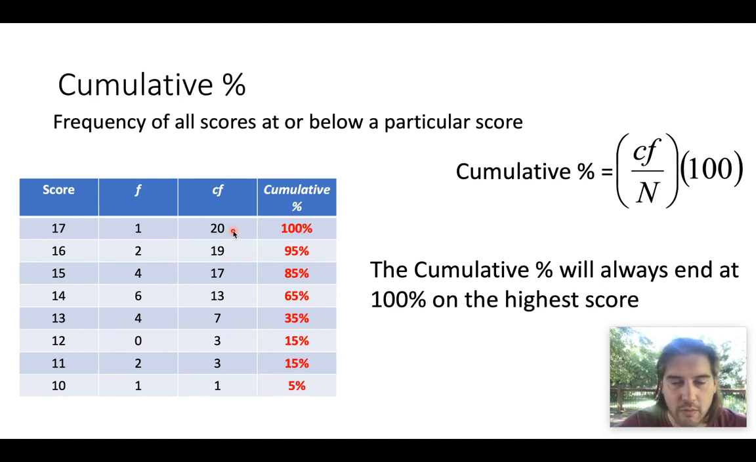So 20, right, is the cumulative frequency of the score 17 because there were 20 people at or below 17, right? If we sum our frequencies, it's 20. 20 is also our N, so 20 divided by 20 is 1. 1 times 100 is 100%.